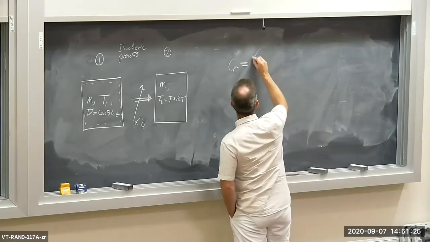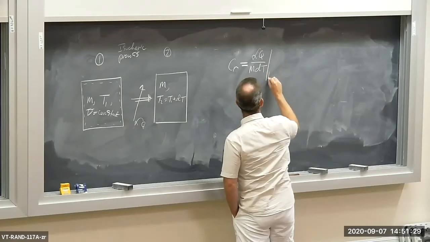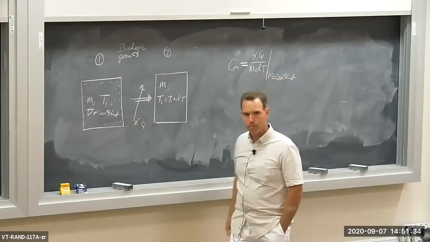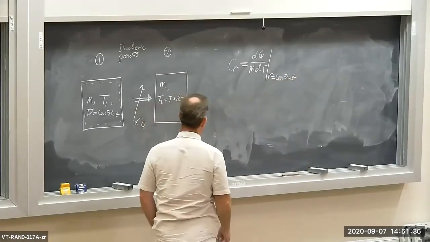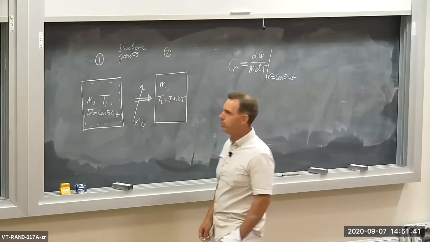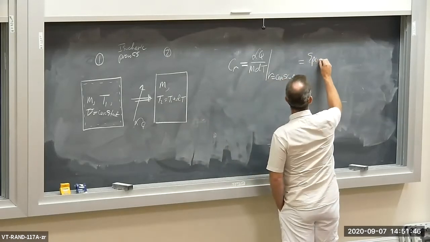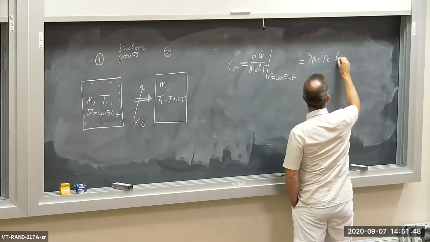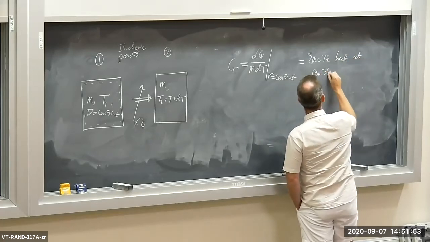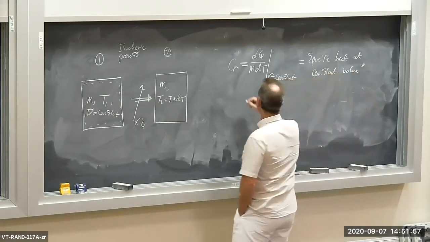Cv is equal to del Q over m dT for a constant volume process. Specific heat at constant volume.